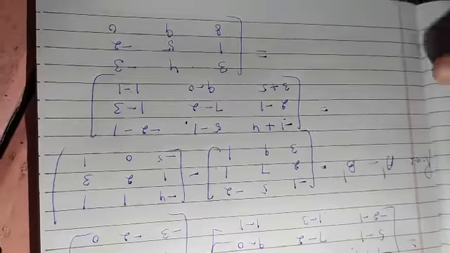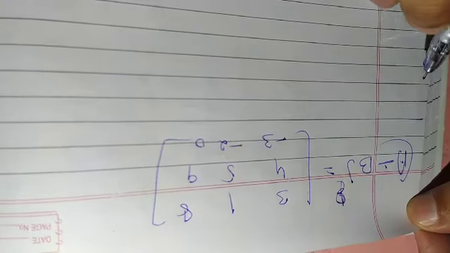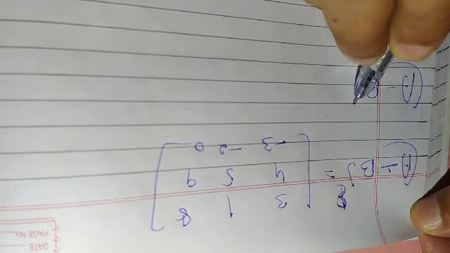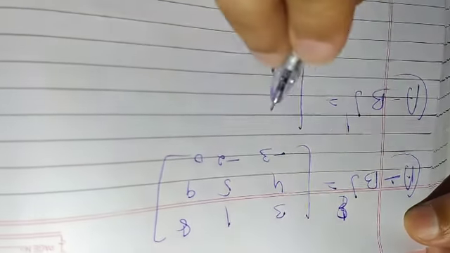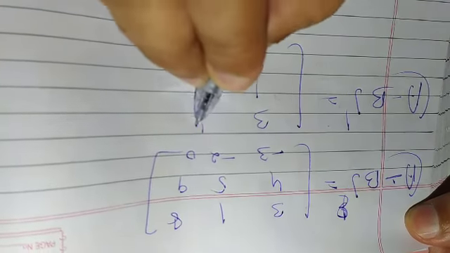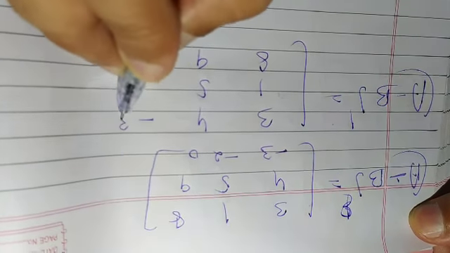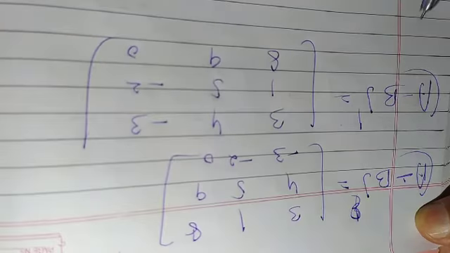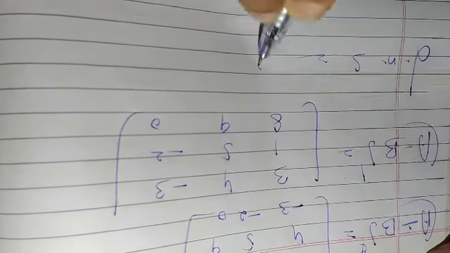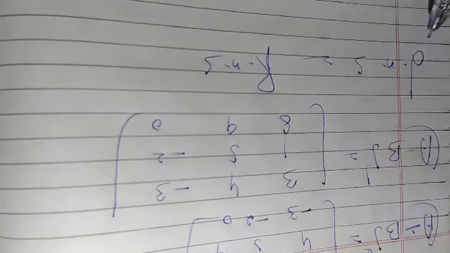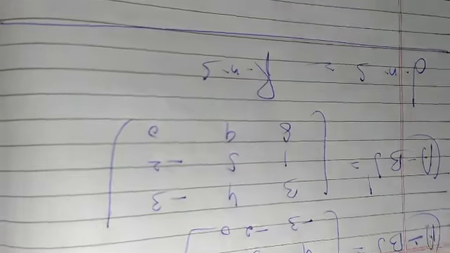Transpose of A minus B, left hand side: 3, 1, 8, 4, 5, 9, minus 3, minus 2, 0. So the left hand side is equal to the right hand side. Similarly, we can do the third question.